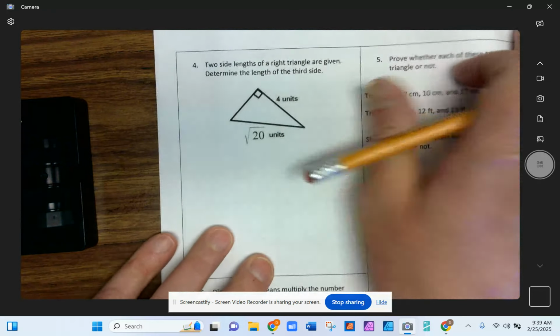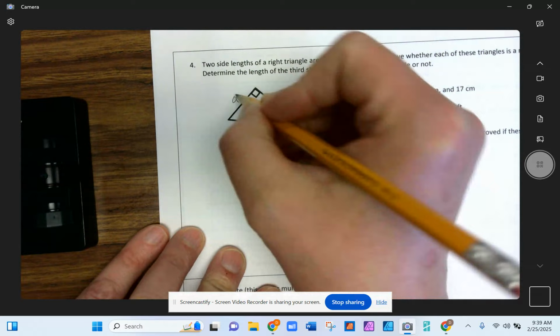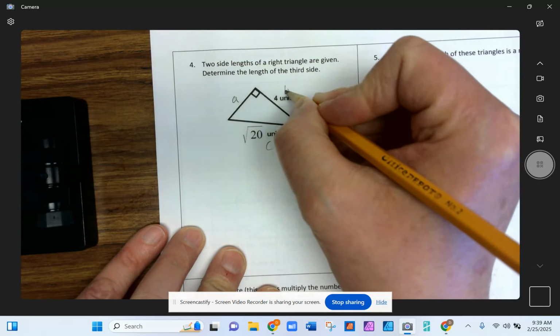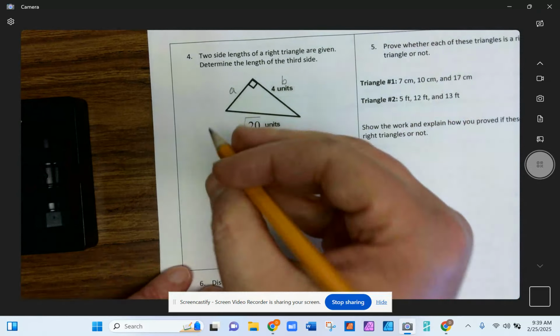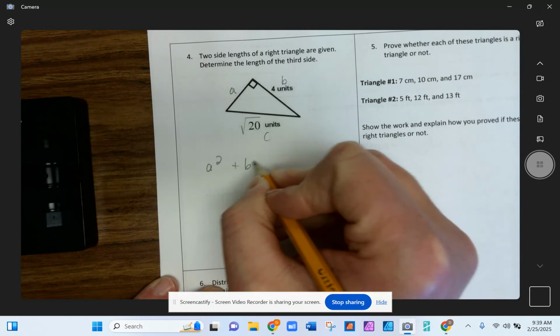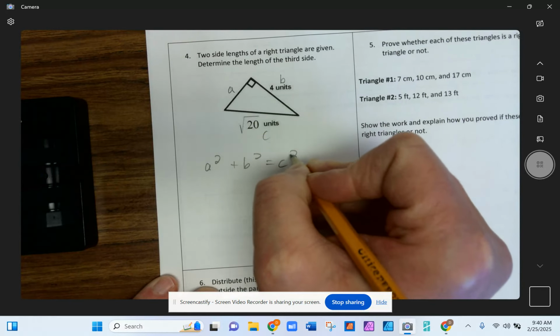Two side lengths of a right triangle are given. Determine the length of the third side. So I'm just going to call that A because it's the short side. That'll be B and that'll be C. This is a little funky because of the radical symbol, that square root symbol, but it is super, super easy to deal with because we already know what the opposite of square rooting is. We know it's squaring something.